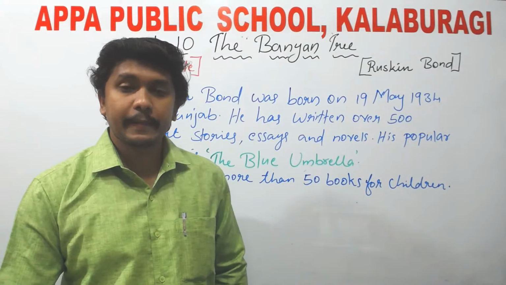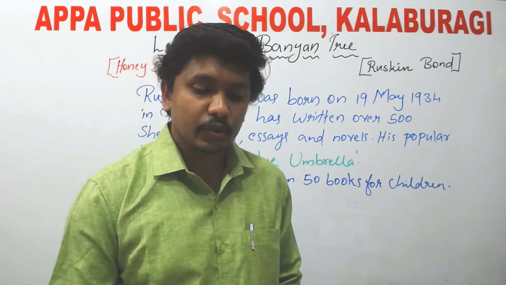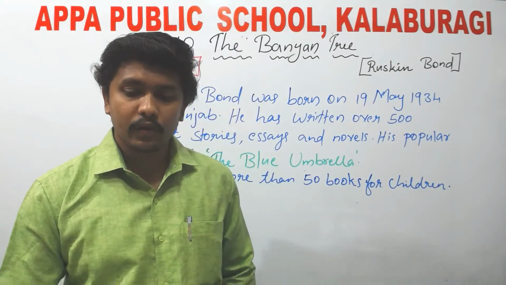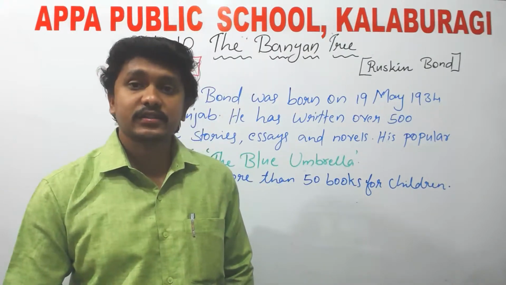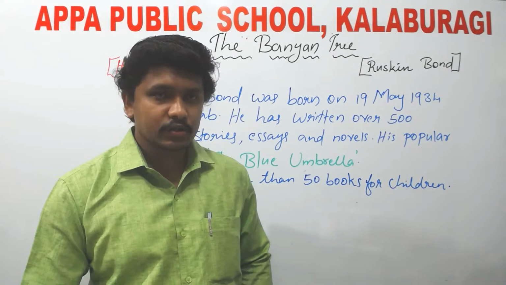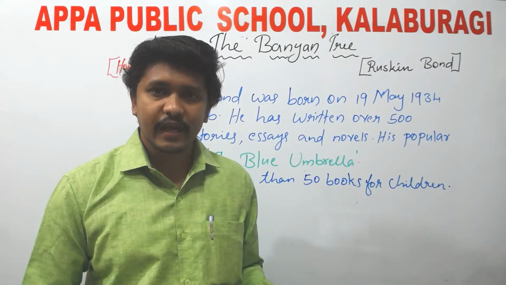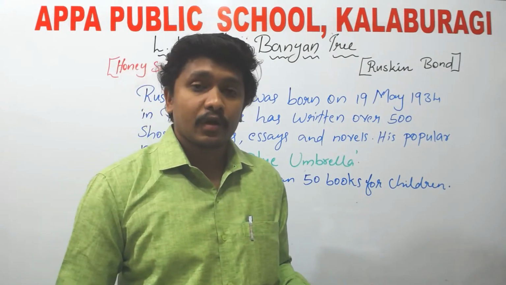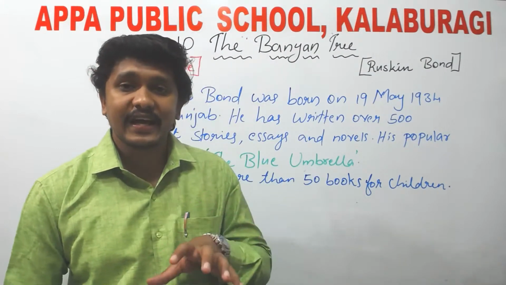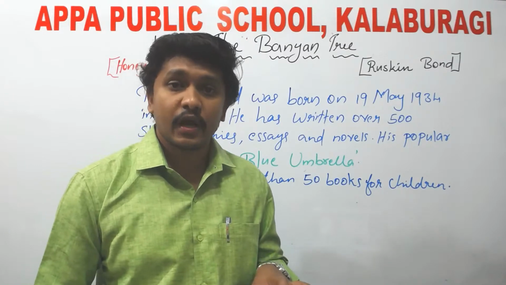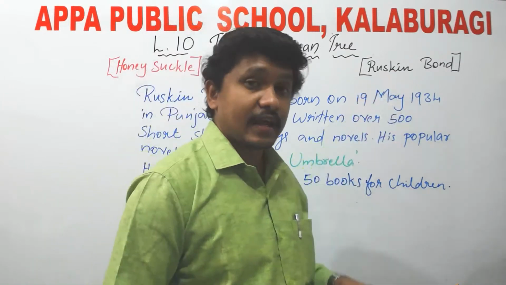You must have seen a banyan tree. This is a story about what the author saw as a young boy when he was sitting in an old banyan tree in his grandfather's house. So this is a story about a banyan tree, and what the author saw by sitting on it, he has written as a story. Who is our author? He is Ruskin Bond.